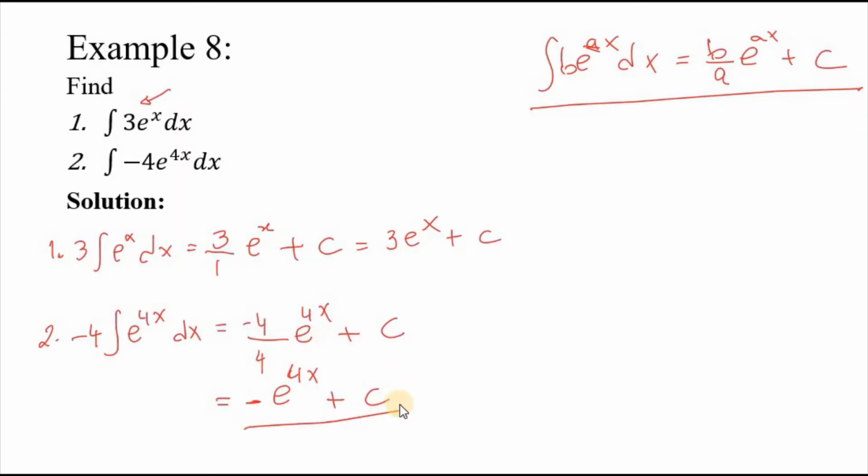If you differentiate this function, you're going to get back the integrand. So the 4 will come down and then keep the exponential function as it is. And then the derivative of the constant is 0.